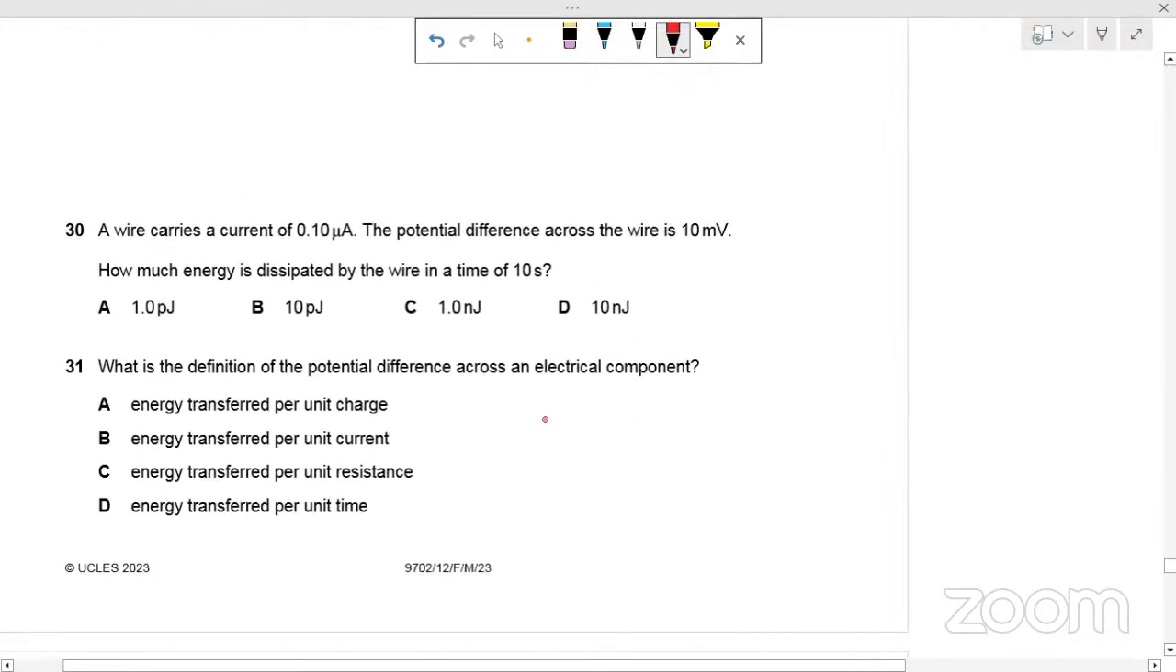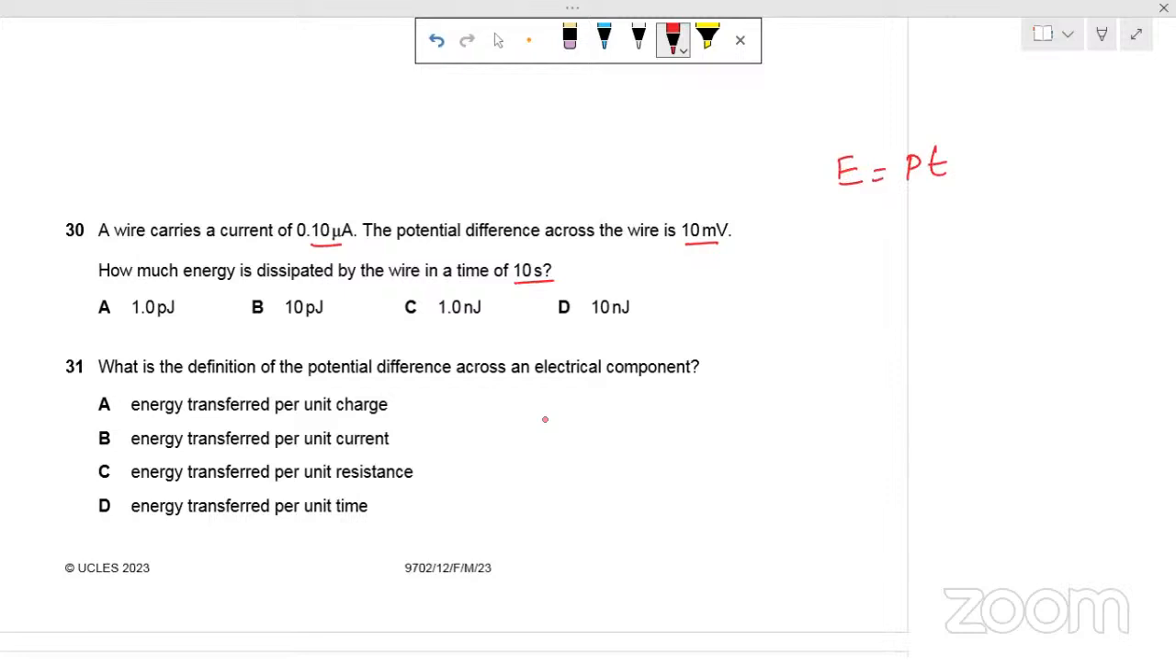A wire carries a current of this. The potential difference across the wire is this. How much energy is dissipated by the wire in time this? So energy is power into time, and current and voltage are given. So power is VI into T.